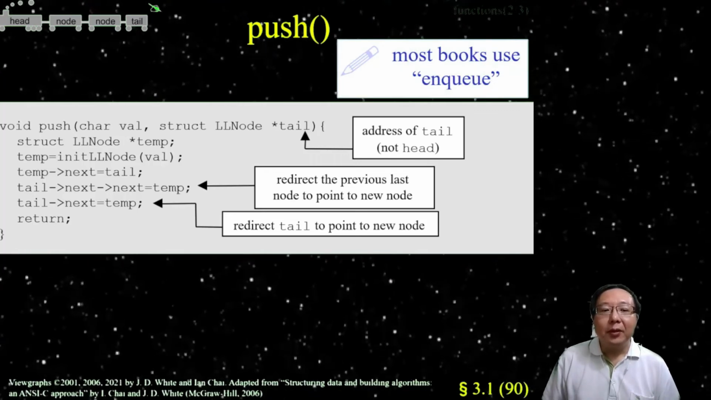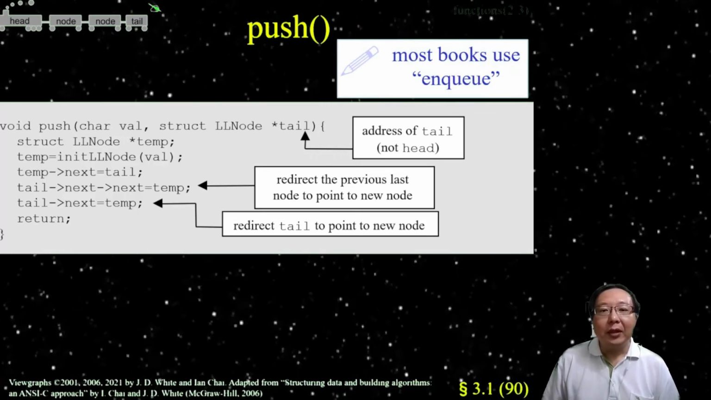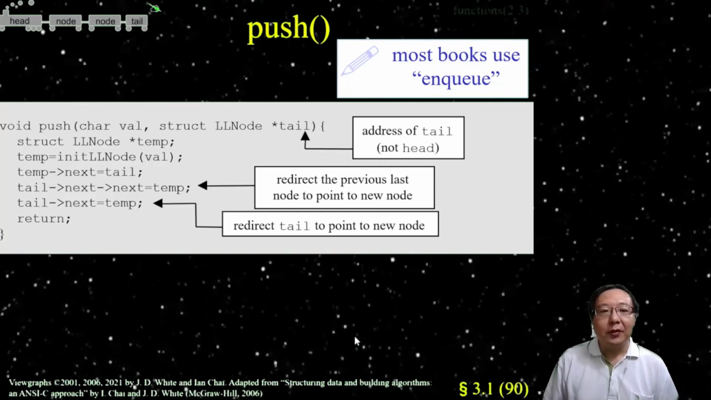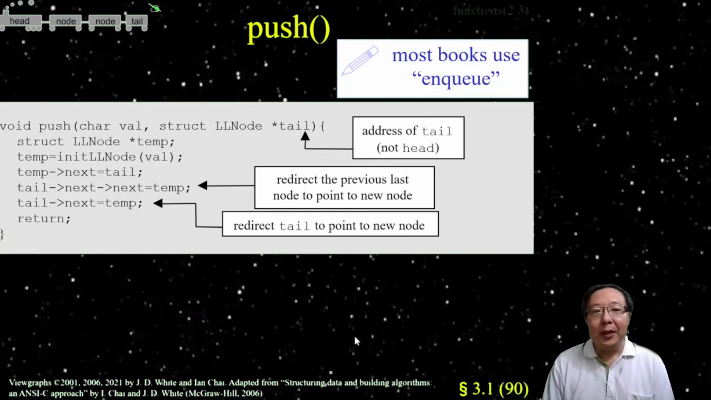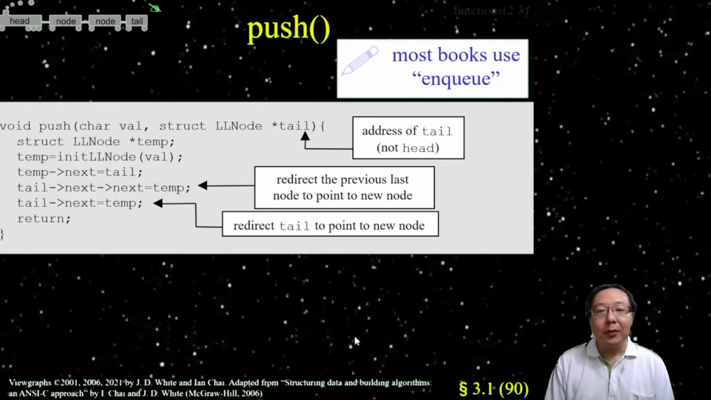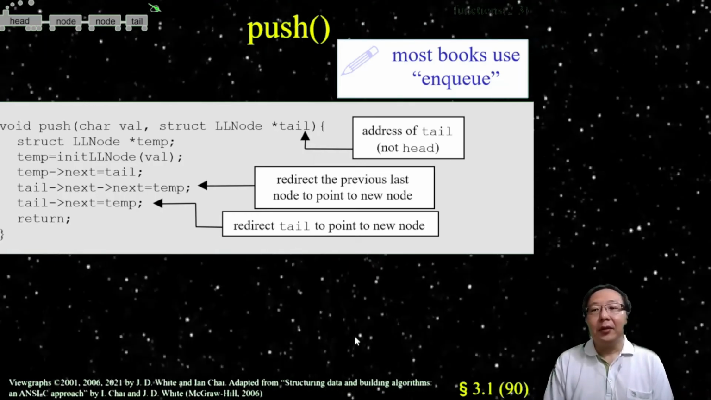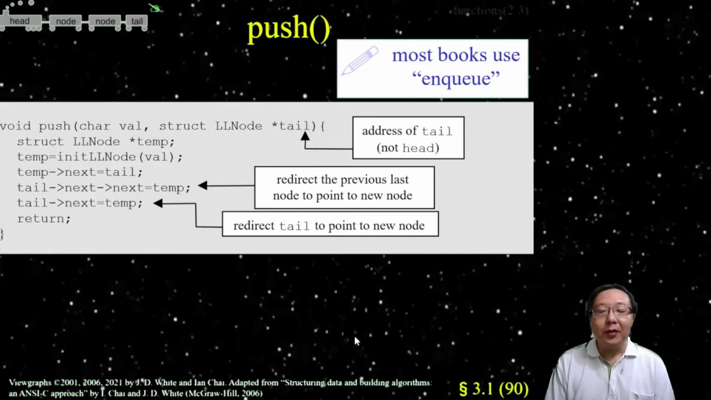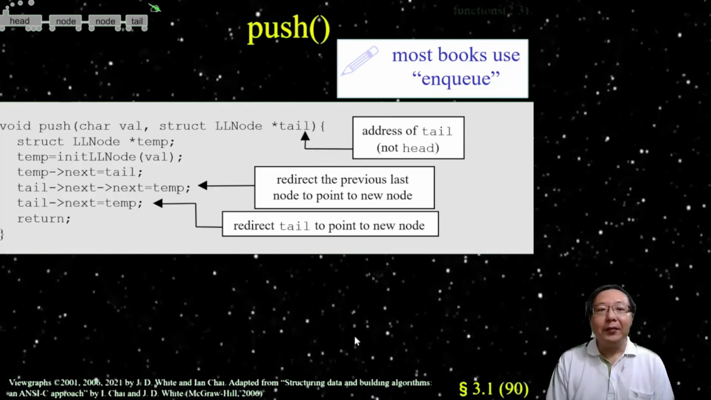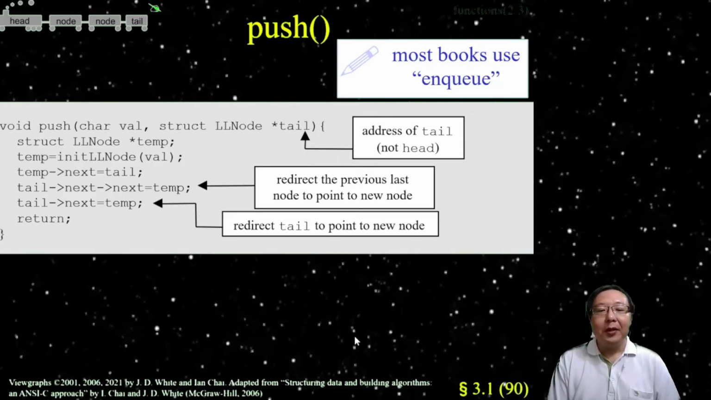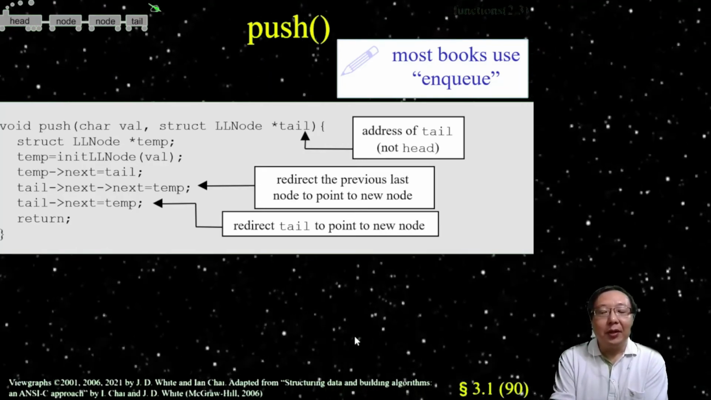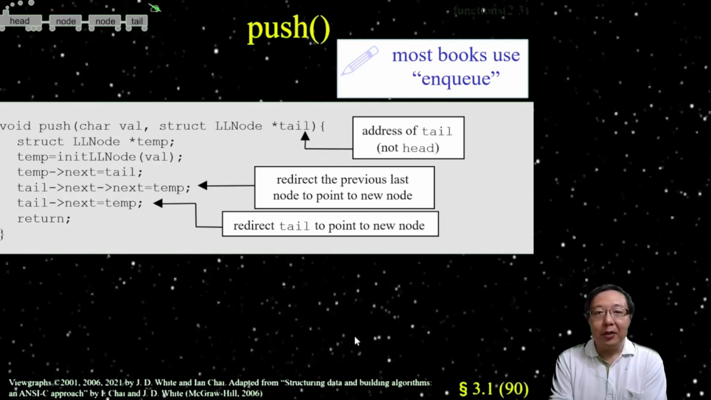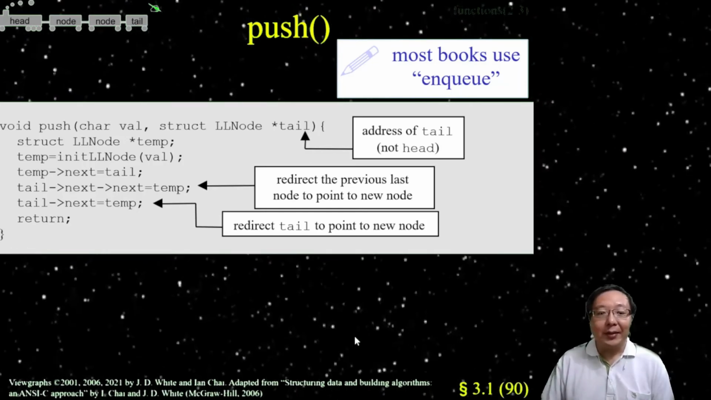Now, most books use the word enqueue to refer to this, because when we are using queues, the normal name for putting something on the queue is enqueue, and the normal name for taking something off the queue is dequeue. But we left this as push and pop to show you how similar it is to the stack situation. Push and pop are actually the terminology that's normally used for stacks.